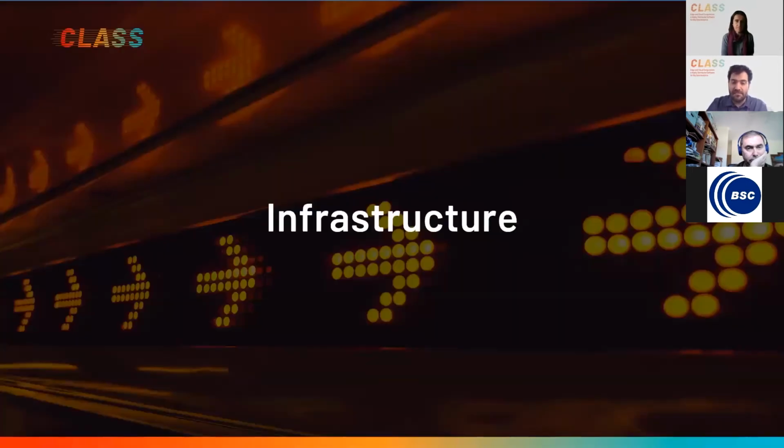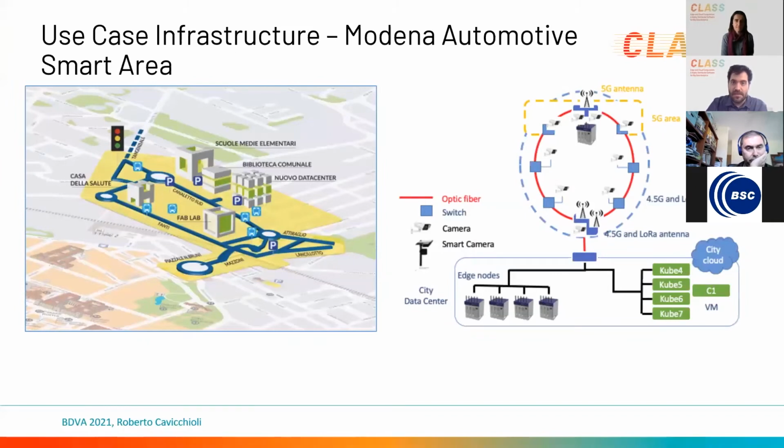So let's start from the infrastructure set. The MASA area is here depicted on the left, and it's a metropolitan area behind the Modena train station. There are schools, there are health centers, a library, a shopping mall, a startup incubator. So it's a very complex and living area. And all of the area has been infrastructured with optical fiber to have a high throughput and low latency communication.